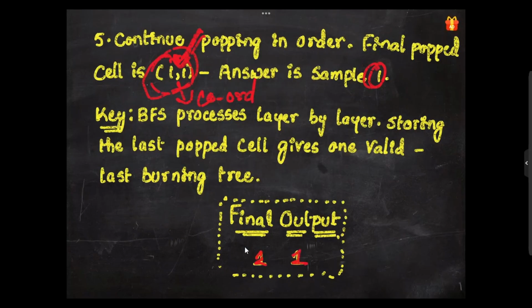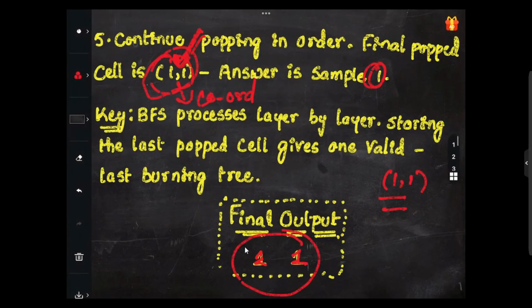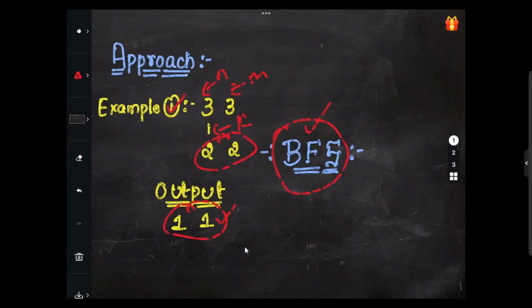So here what is the key? BFS processes layer by layer, or level by level, right? Storing the last popped cell gives one valid last burning tree. That is how we got 1 comma 1 here. The final output that we got here is 1 1, which is equivalent to the output they have shown for example 1 within the question. See here, 1 1, right? So the output that we got is 1 1, which is equivalent to the output mentioned for example 1 within the question.